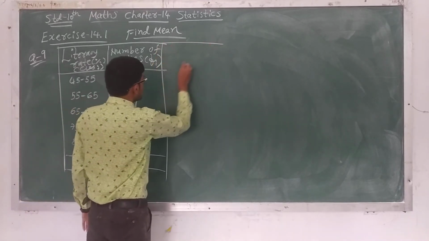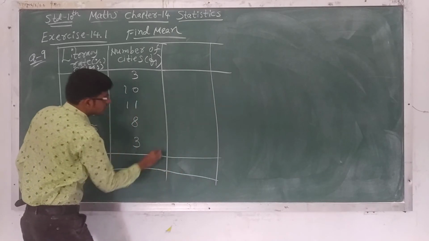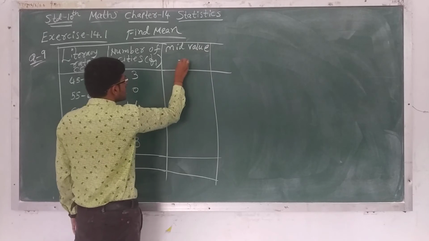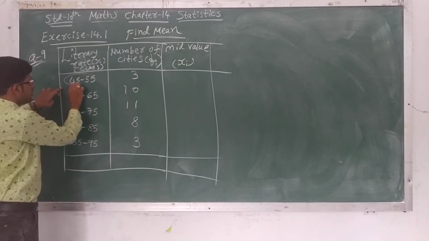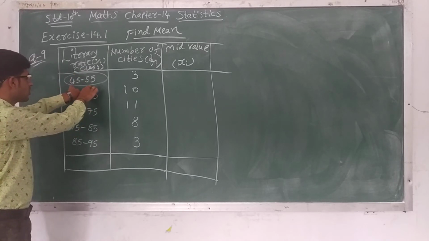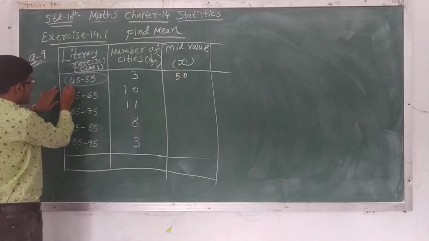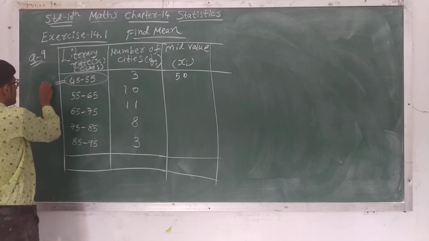So first of all, we have to find xi, the mean value of the given class. We find xi by using the formula: lower limit plus upper limit divided by 2. So 45 plus 55 divided by 2 is 50. Here we have to check the class length. 45 to 55, so the class length will be 10.